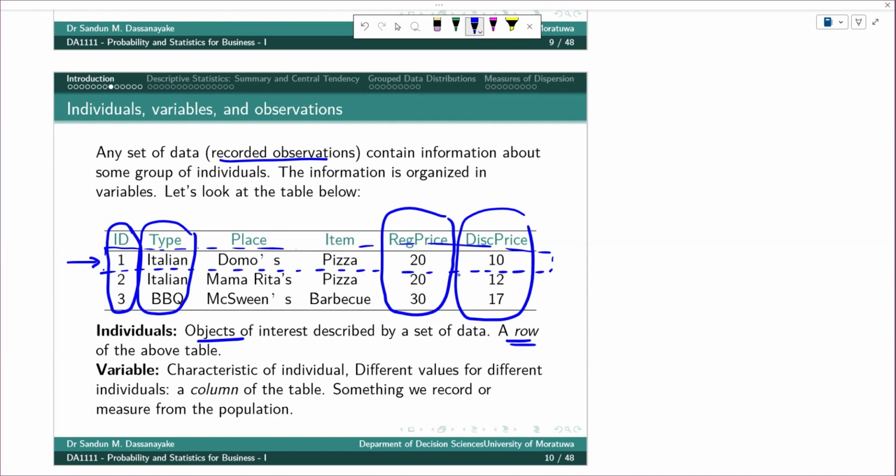Then you have variables, characteristics of individuals, with different values for different individuals. These are the columns of the table. If you look at the place column, it shows the variation of places, something we record or measure from the population. Individuals, variables, and observations, we don't necessarily talk about them as such, but it's good to know what they are.